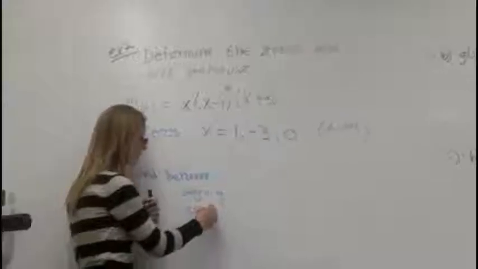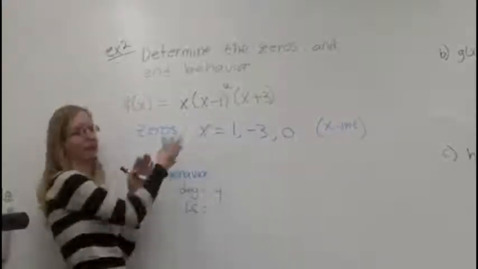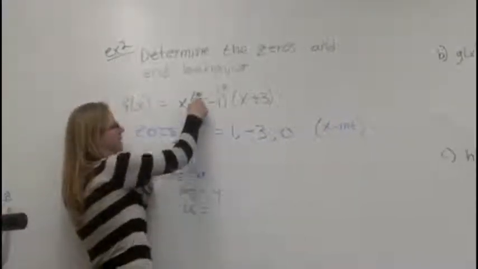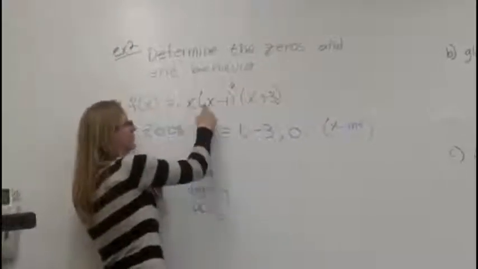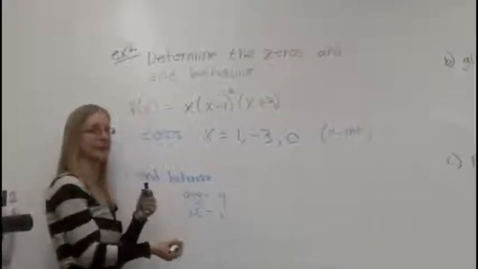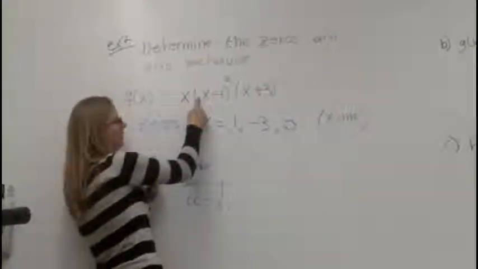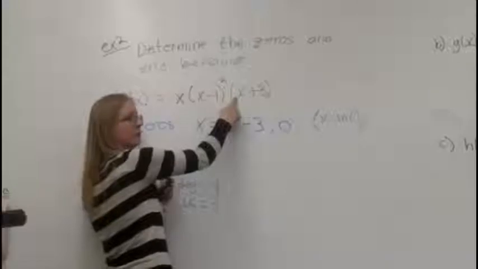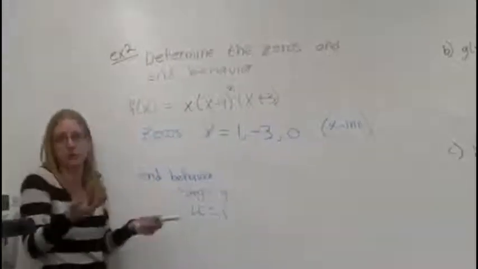What's the leading coefficient going to be? Again, everything is factored, so everything is multiplied. This is a 1, this is a 1, this is a 1. So what's 1 times 1 squared times 1? 1. Okay. Easy enough, right? You're multiplying them all out. This is a 1, this is a 1 squared, this is a 1. Just multiply all the leading coefficients, and you get your leading coefficient.